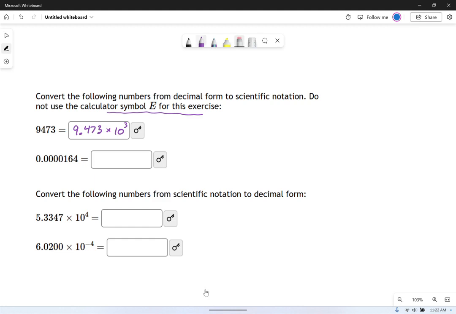And if you were to say 10 to the third, what is that? Well, that's 1,000. Then if you multiply 9.473 times 1,000, you will get this number, 9,473. So these are very easy to double check. That should not be an issue.